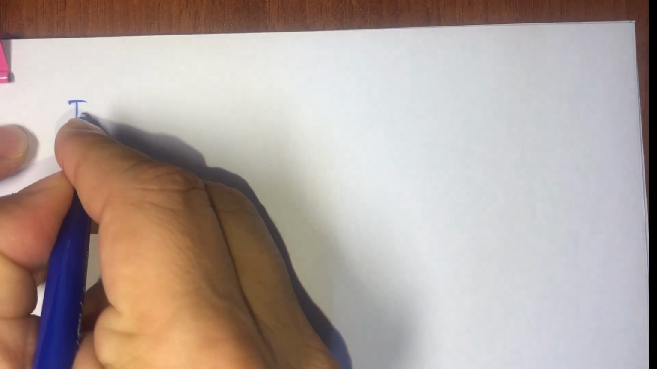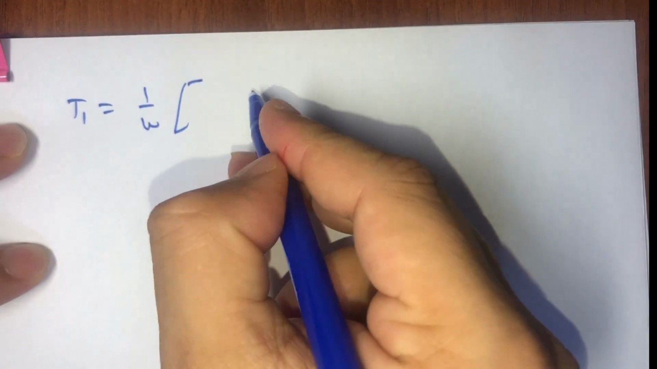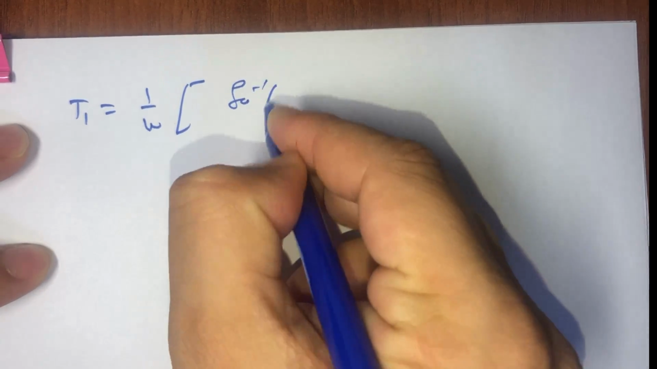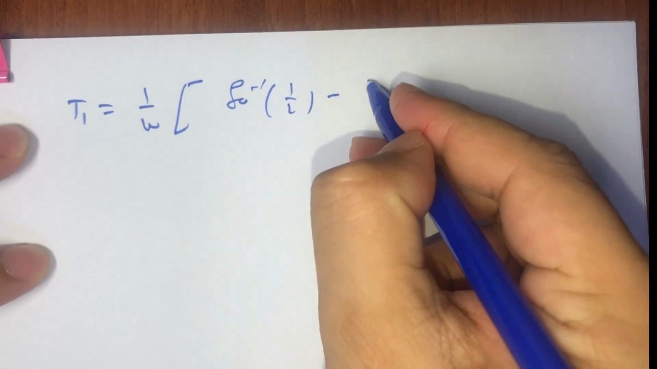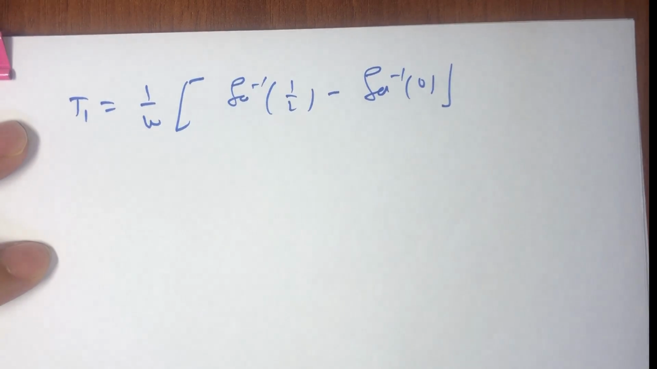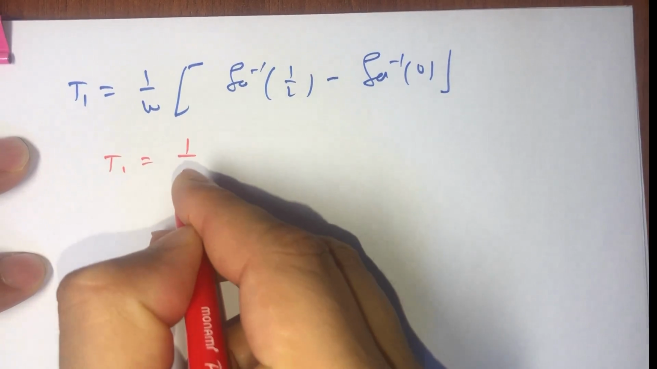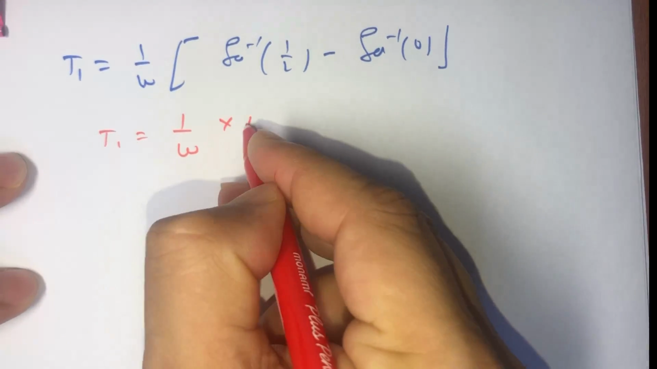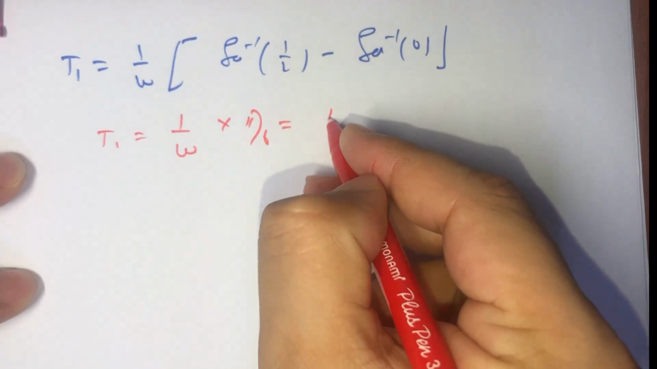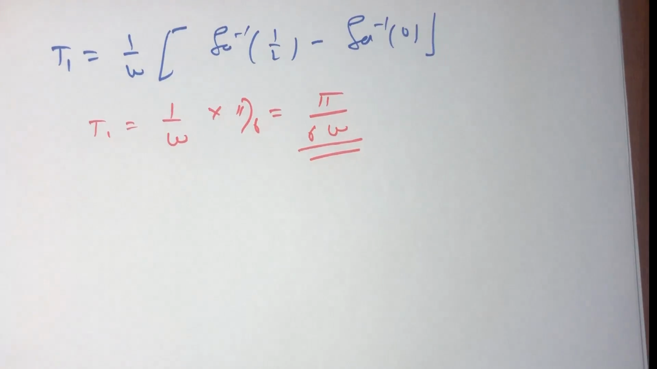So we can write that our t1 will be equal to 1 upon omega, and we get this as sine inverse 1 by 2 minus sine inverse 0, and this gives us that t1 is equal to 1 upon omega multiplied by pi by 6, which gives us pi upon 6 omega. So we got the t1.